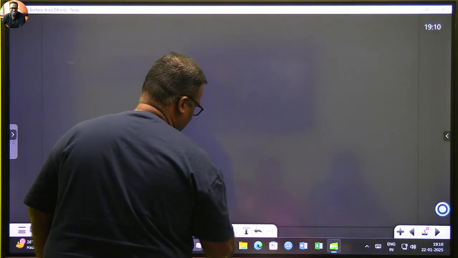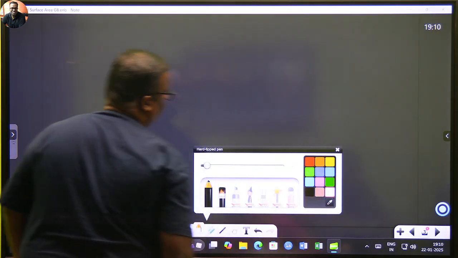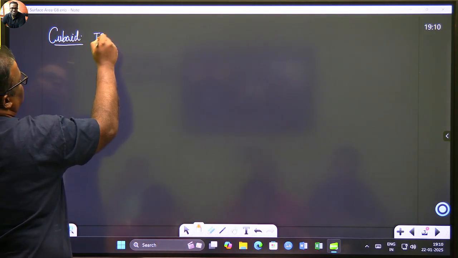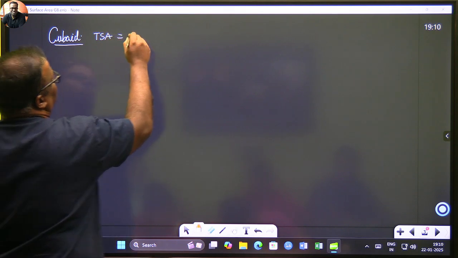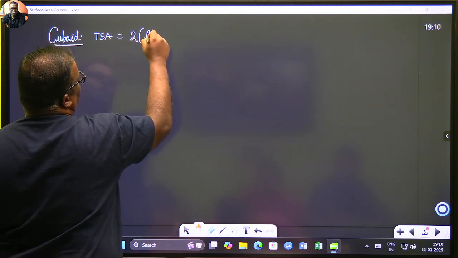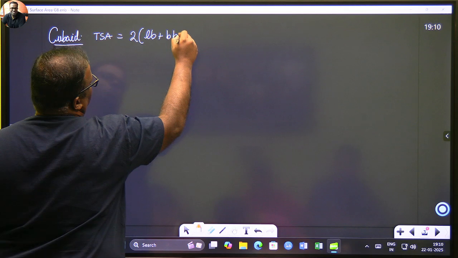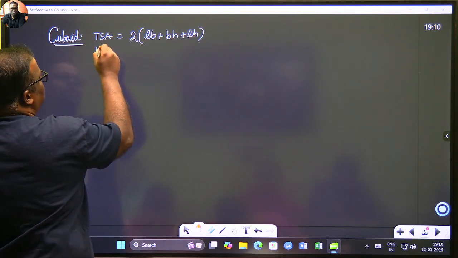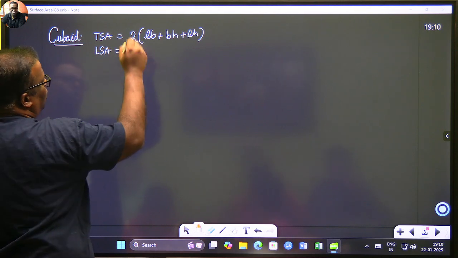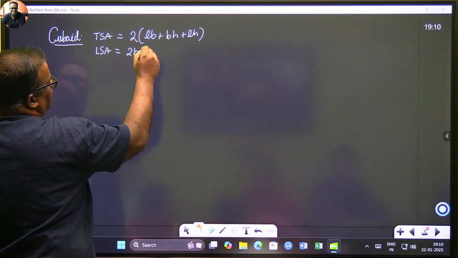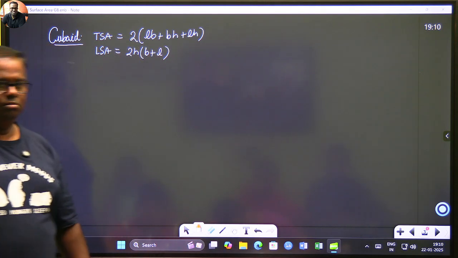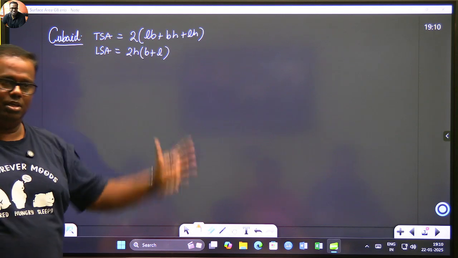Okay. So, cuboid. What all did we discuss so far? The total surface area of a cuboid is given by 2 times of LB plus BH plus LH. Agreed? Very good. And the lateral surface area of a cuboid is given by 2 times of H, then it becomes B plus L. Agreed? B plus L. Understood?